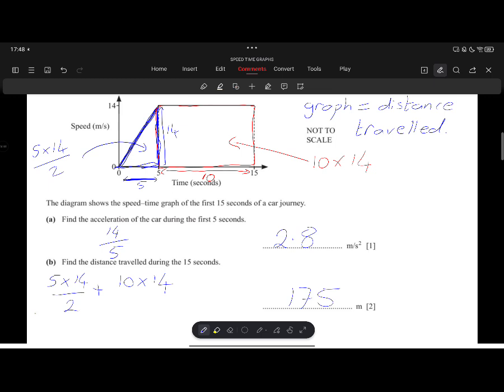I suppose it's worth checking that we have got the same units, because occasionally in these questions they might expect you to convert the units, but the answer is expecting us to write in meters, and if our speed is meters per second and our time is seconds, then our answer, the distance traveled, will come out in meters. So the two facts that we need to know: the acceleration is given by the gradient of a speed-time graph. The distance traveled is given by the area under a speed-time graph.